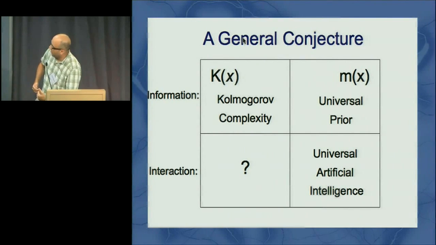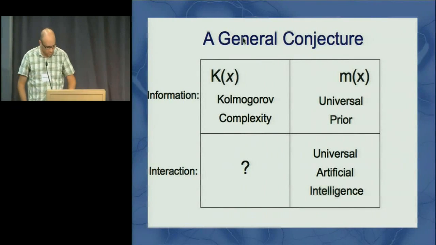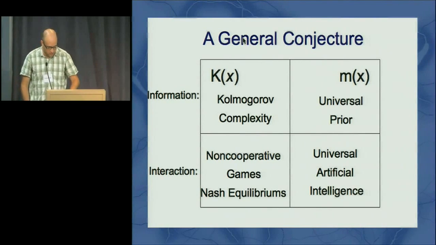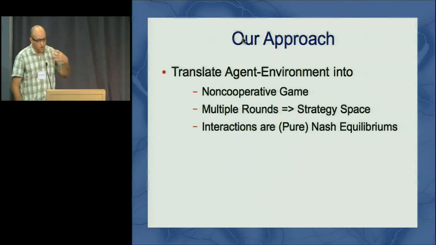So I actually believe that there's a symmetry that is related to universal artificial intelligence, and that is non-cooperative games and Nash equilibriums. I was able to take the universal artificial intelligence model and put it into this discrete structure, and I can prove some very simple theorems about it. So I feel like it's been a very successful endeavor. So what am I talking about?